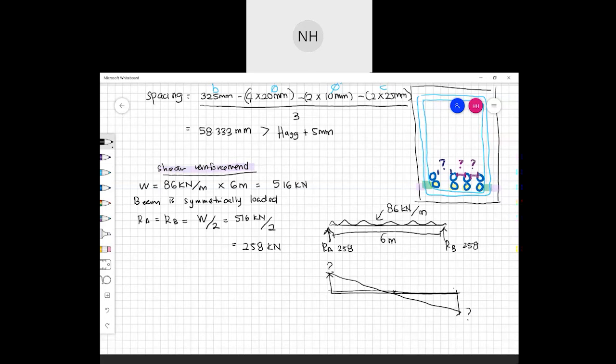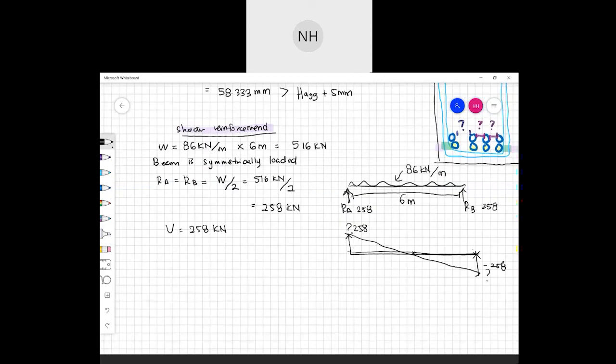So obviously, kalau you tengok bila you lukis SFD BMD, you pun tahu rupa dia macam ni. Okay, sebab dia akan naik atas, dia akan drop sebab loading, sama-sama. And then dia akan naik atas balik untuk meet zero balik. Okay. So obviously, ini mestilah 258 value dia. Bawah ni pun negatif 258. Okay. So, dia adalah maximum shear force. Jadi, VU adalah 258 kilonewton.